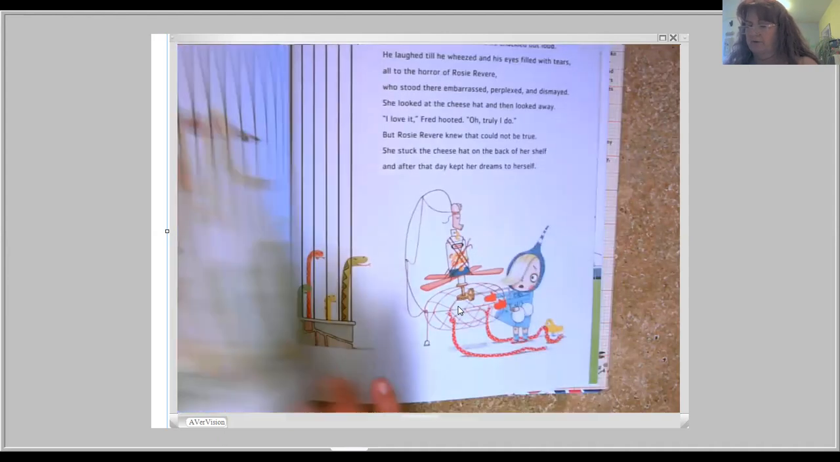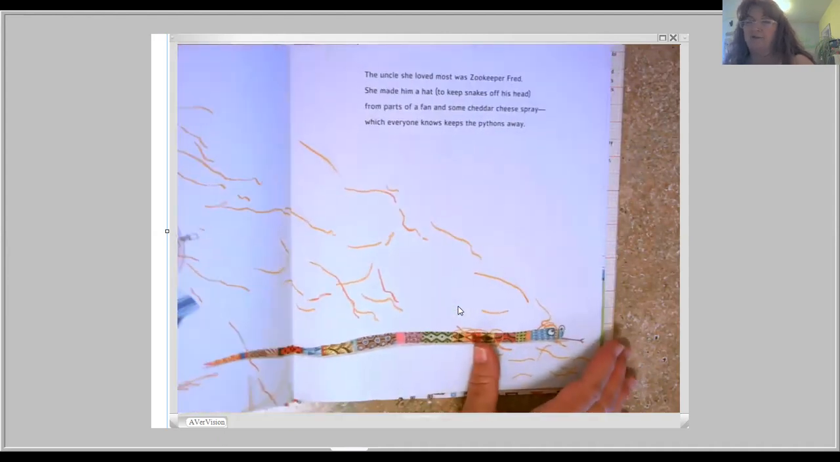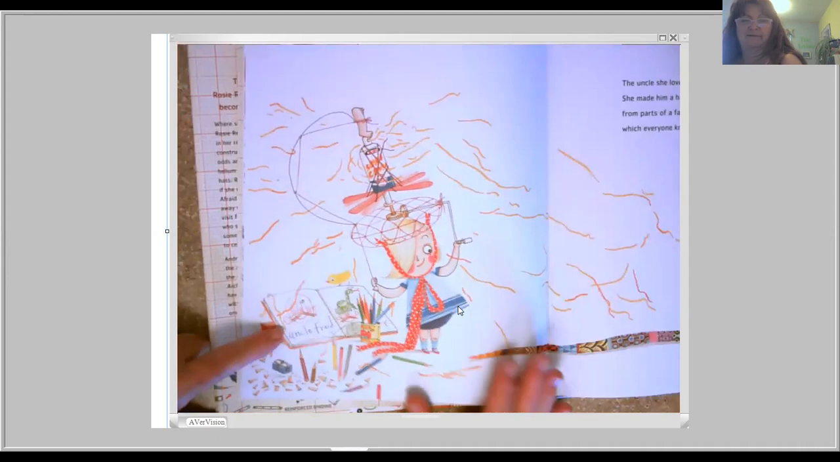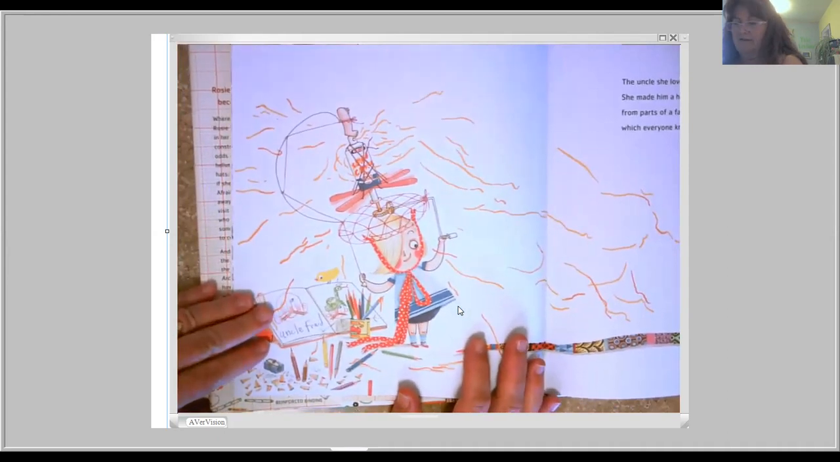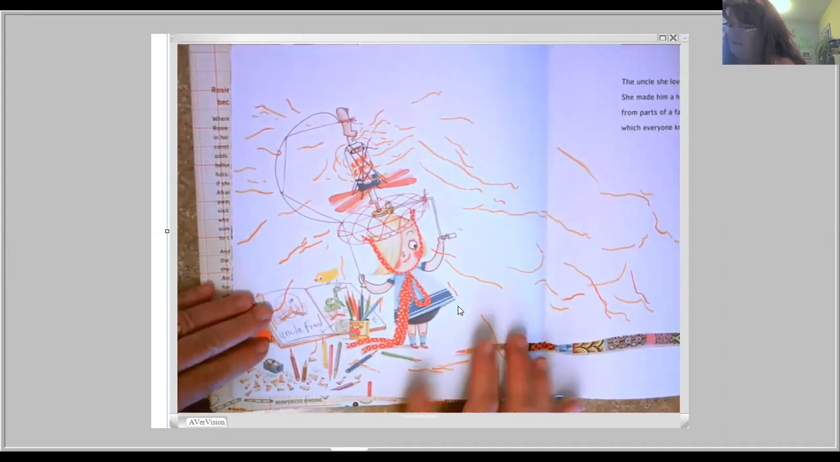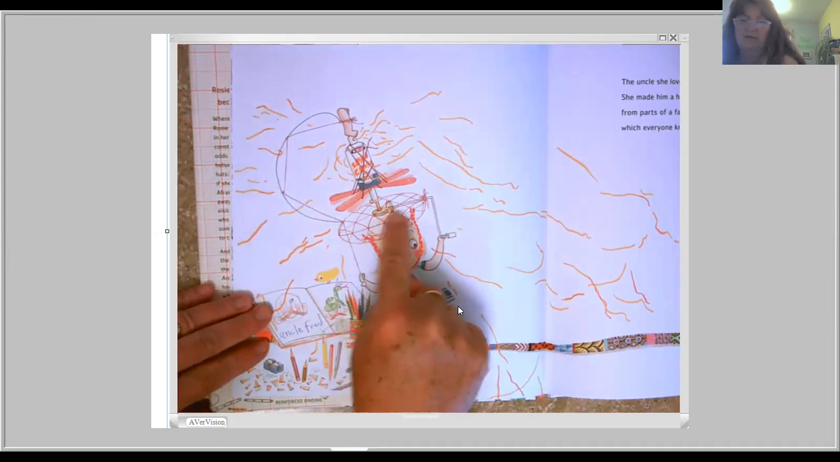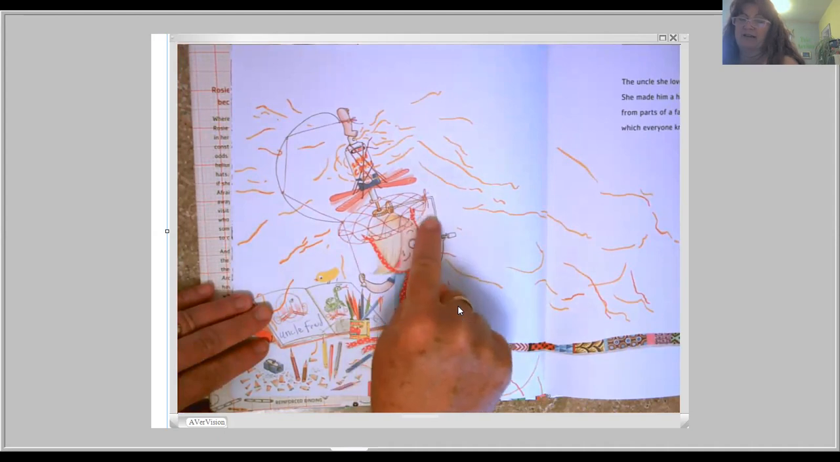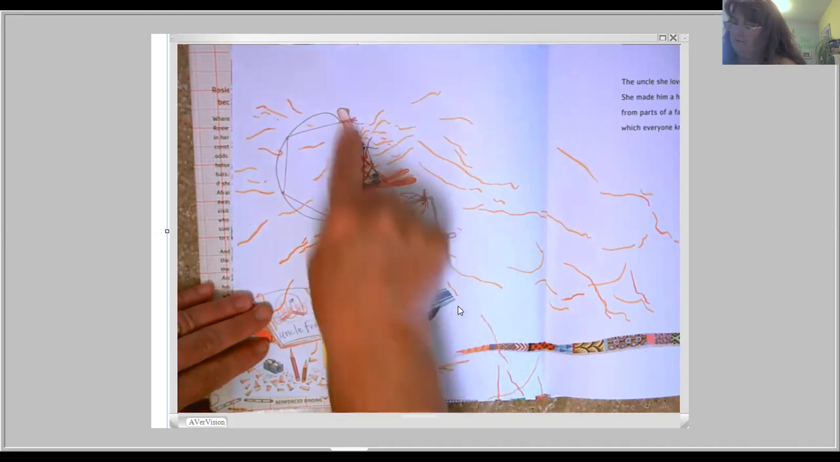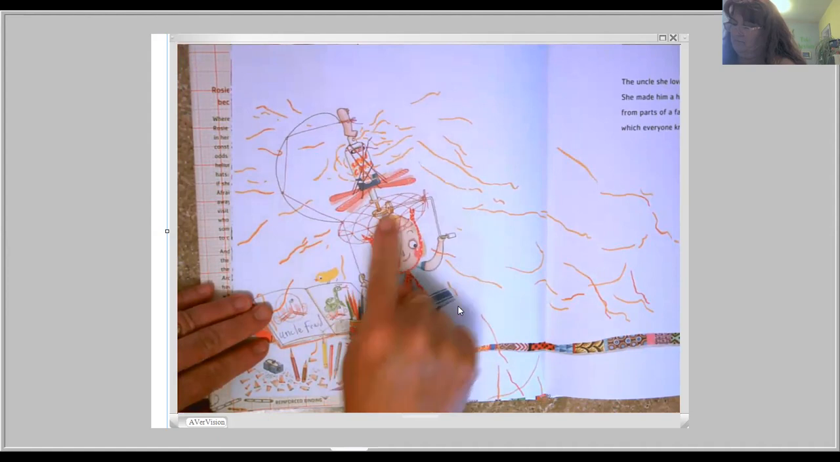So if we go back to her cheese hat, I see some pulleys in here being turned, or some wheels in here being turned by a lever. The middle part would be the axle.